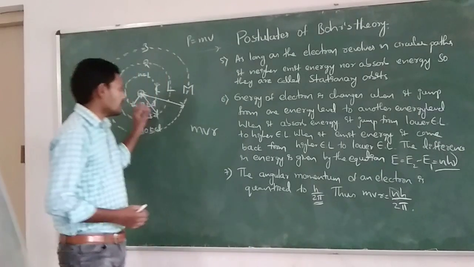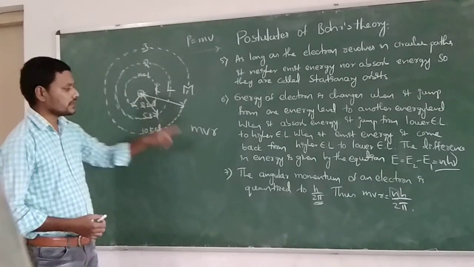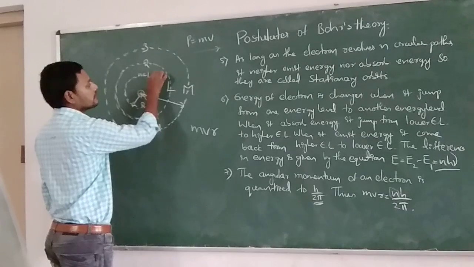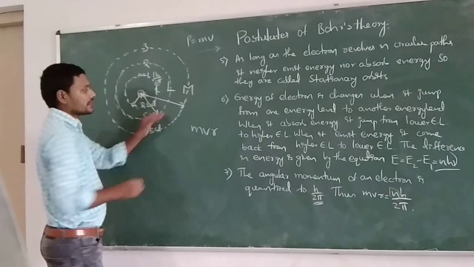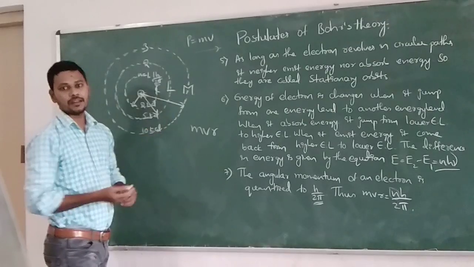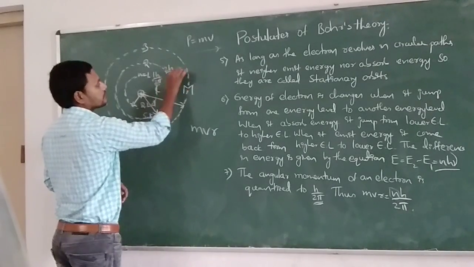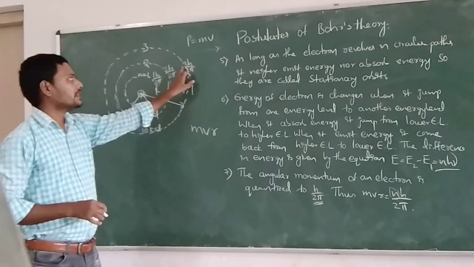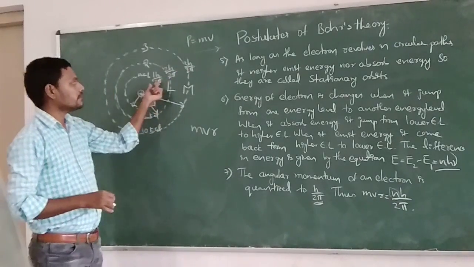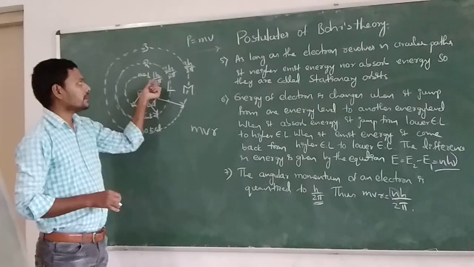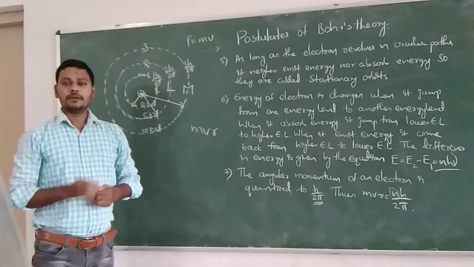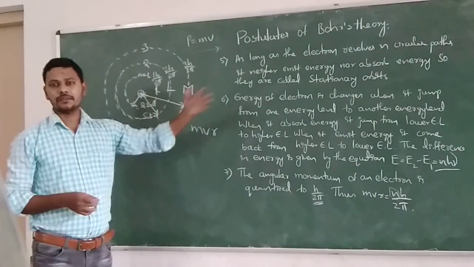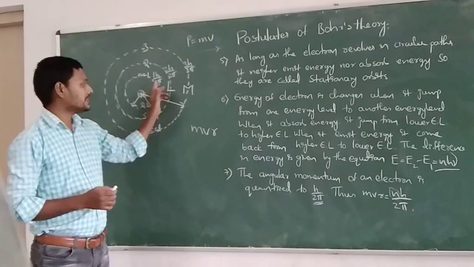So the electron in the first shell, how much value is it having? 1h by 2π. mvr, the angular momentum, is 1h by 2π. The electron in the second shell has 2h by 2π, and in the third shell the electron angular momentum is 3h by 2π. So what is the minimum value? h by 2π is the minimum possible value. These are discrete values. Quanta is nothing but discrete values also.